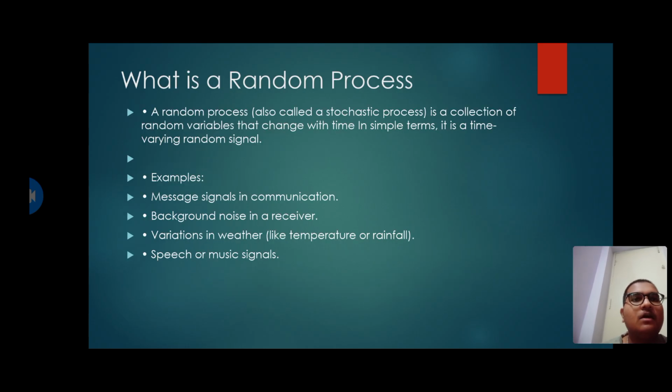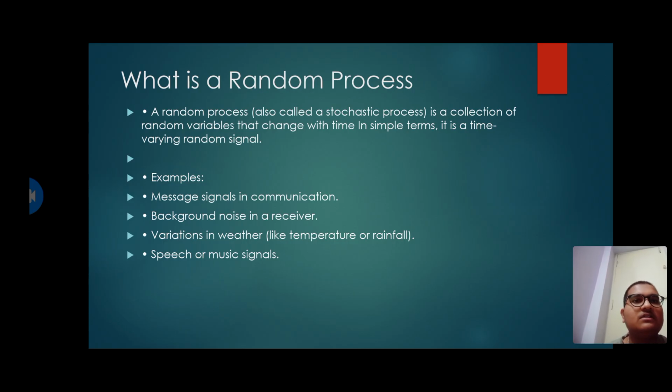Next. What is a random process? Generally, a random process, also called a stochastic process, is a collection of random variables that changes with time. In simple terms, it is a time varying random signal. Examples of time varying random signals like random process are message signals in communication, background noise in a receiver, variation in weather like temperature and rainfall, etc. Speech or music signals are some examples of random process.